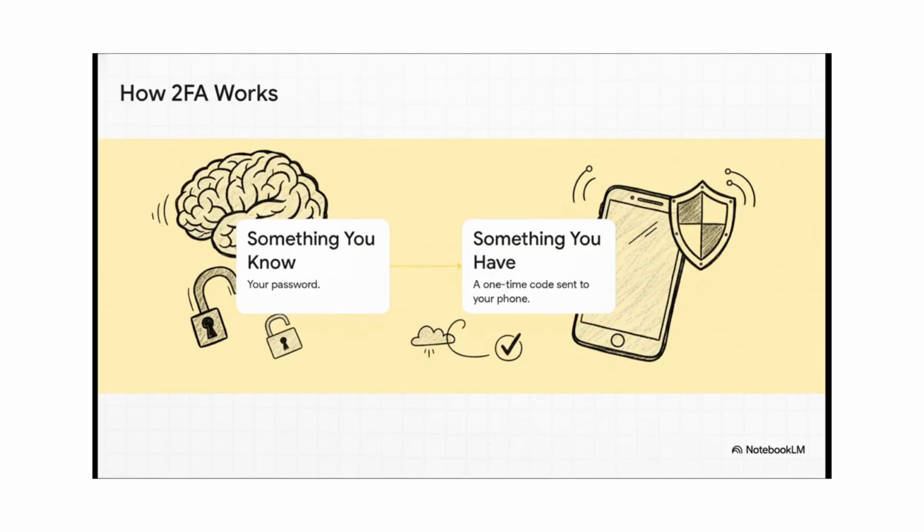Now, with so much of our lives online, security is absolutely critical. And one of the simplest, most powerful tools you can use is two-factor authentication, or 2FA. It's built on a super simple principle. To prove you are who you say you are, you need something you know, that's your password, and something you have, that's a temporary code sent to your phone. Seriously, if you're not using it on your important accounts, you really should be.